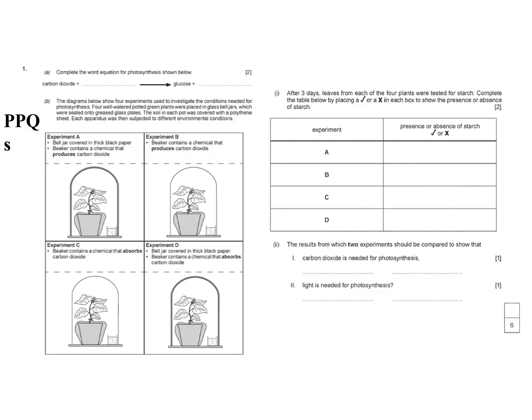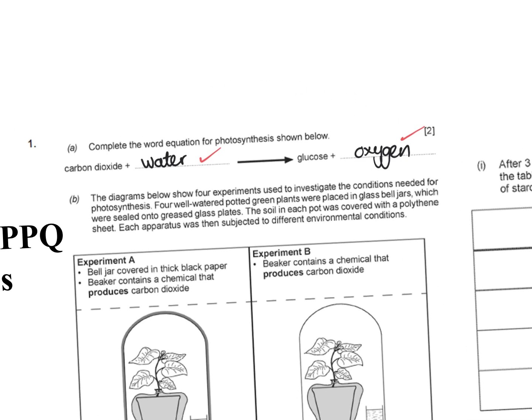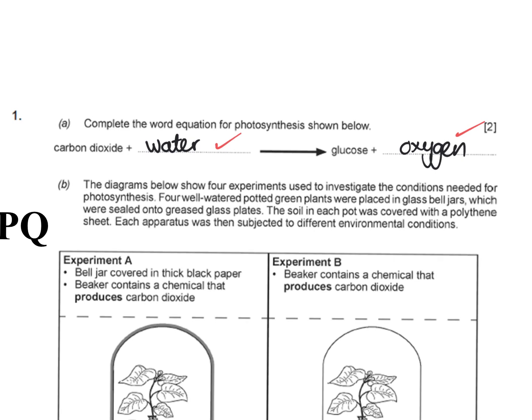Now on to some past paper questions on the plant topic. Pause the video, have a go, we'll go through the answers. Okay, so first, part A, complete the word equation for photosynthesis, shown below. You've got carbon dioxide and water for the first mark, gives glucose plus oxygen for the second mark.